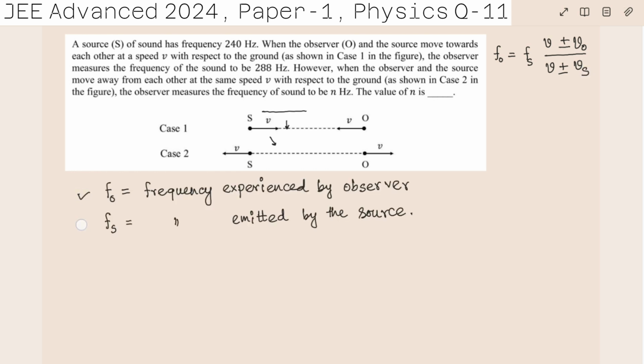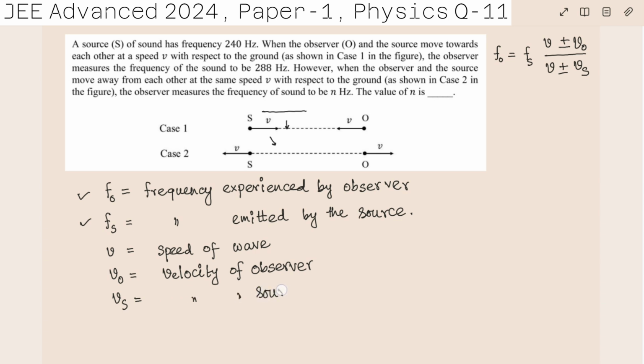So f_o and f_s are the frequency experienced by the observer and the frequency emitted by the source at the initial point, and v is the speed of the wave. v_o is the velocity of the observer, and v_s is the velocity of the source. Correct. So now let's take the first case.